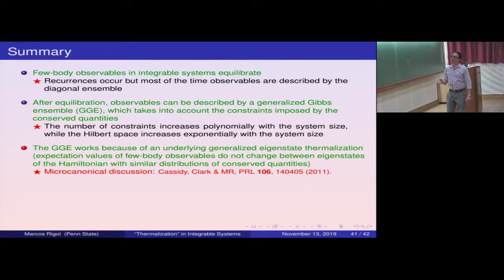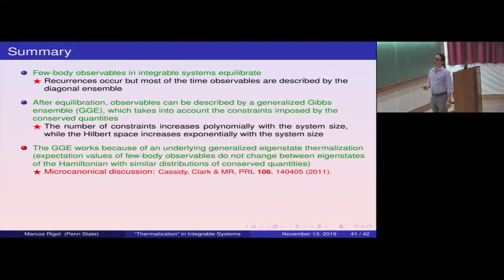And the other thing that I showed you is that this GGE works ultimately because there is this underlying generalized eigenstate thermalization, which tells you that the expectation values of few body operators in eigenstates that have similar distributions of the conserved quantities are the same. Okay, and I showed you results for the transverse field Ising model, that you have something that is grand canonical.